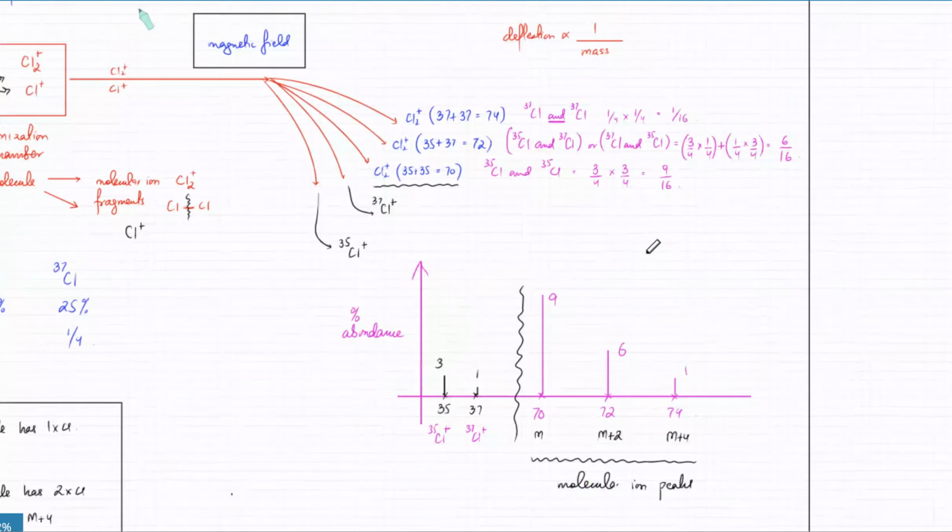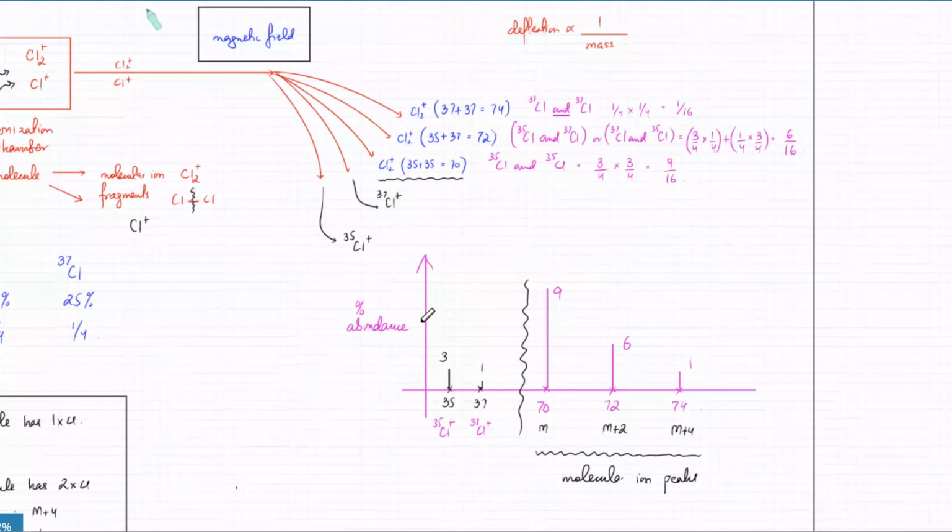So the result of the mass spectroscope would look like this: three different particles with molecular ion masses 70, 72, and 74 will be detected. These would be your molecular ion, the heaviest peaks. The heaviest peaks belong to your molecular ion, and there's going to be 70, 72, and 74. And the probabilities are that if you have 16 detections, 9 of them will have a mass of 70, 6 of them will have a mass of 72, and 1 of them 74.